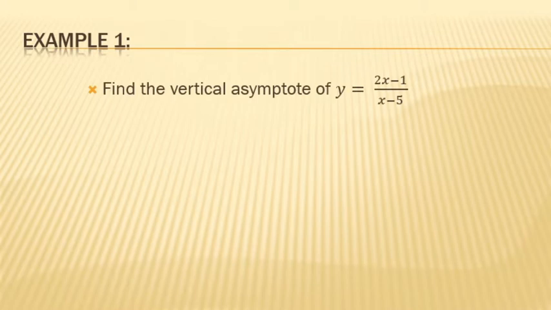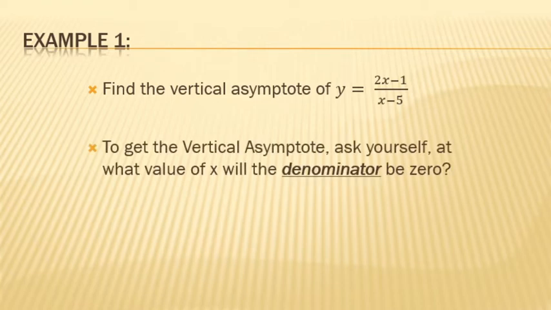So, example number 1. Find the vertical asymptote of y equals 2x minus 1 over x minus 5. So, para makuha natin yung vertical asymptote, tingnan lang natin yung denominator, which is x minus 5. Tanongin daw natin yung sarili natin, at what value of x will the denominator be 0? Ano daw dapat na maging value ni x para ang denominator natin ay maging 0. So, para madali dito, i-equate lang natin sa 0 yung ating denominator. So, x minus 5 equals 0.